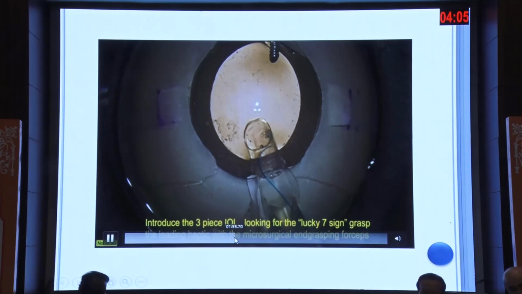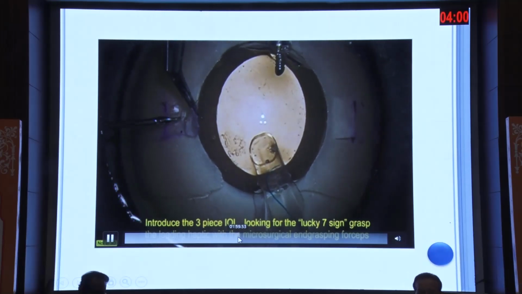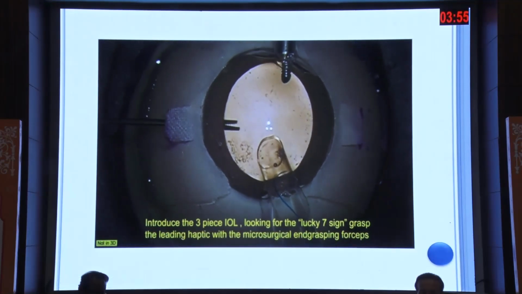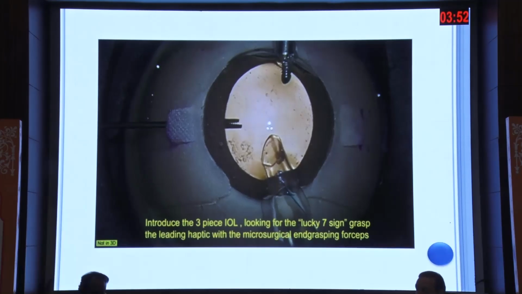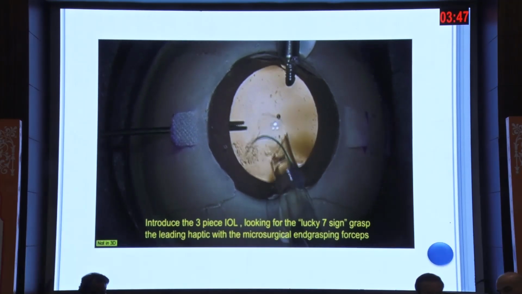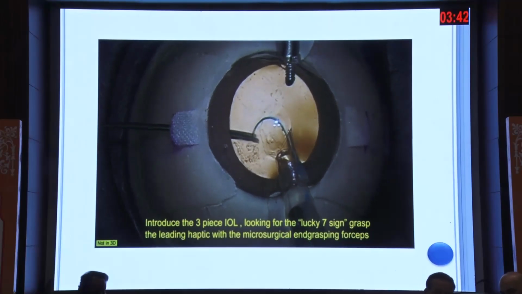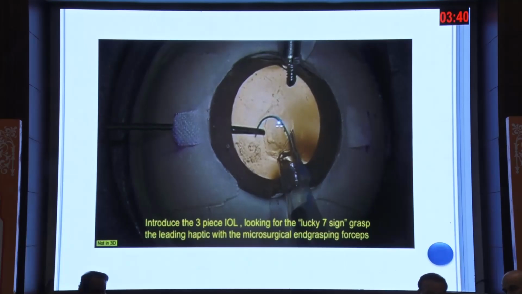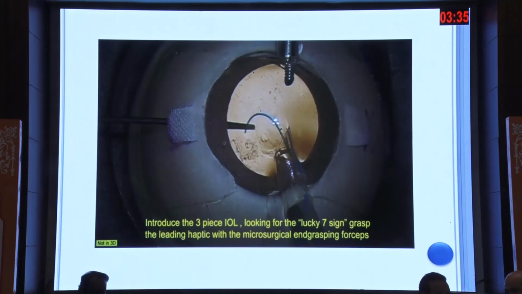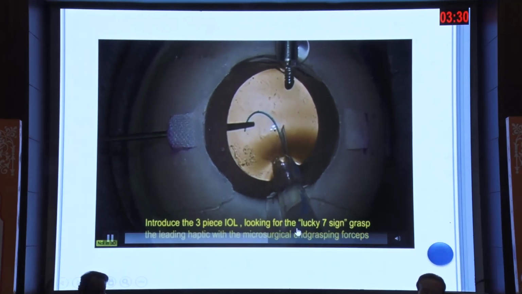So this is the main important thing. Now you are implanting the lens, and you see when implanting the lens, the forceps has gone inside. For the lucky 7 sign, first we have tilted the tip of the cartridge toward the forceps so that we can hold it easily. If it is tilted to the opposite side, then it will be difficult. So it is tilted towards the side, and then hold it out. This is, you can say, a 7 shape.